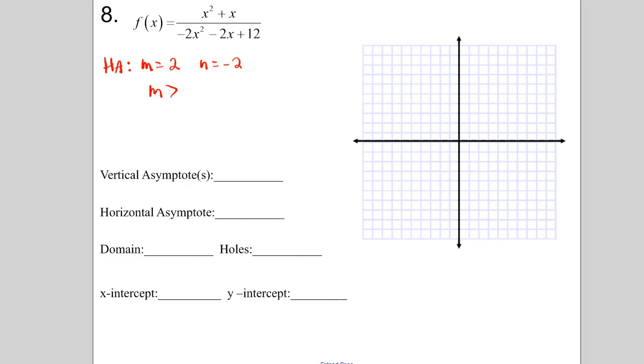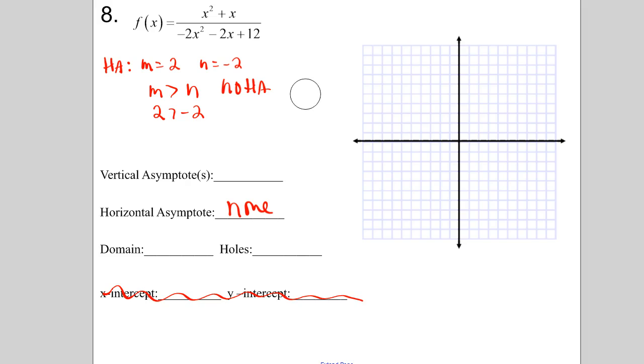M is greater than N. 2 is greater than -2. So in that case, I have no horizontal asymptote. So go ahead and write none. Okay? Once I've got that, we're going to go through and we need to factor.